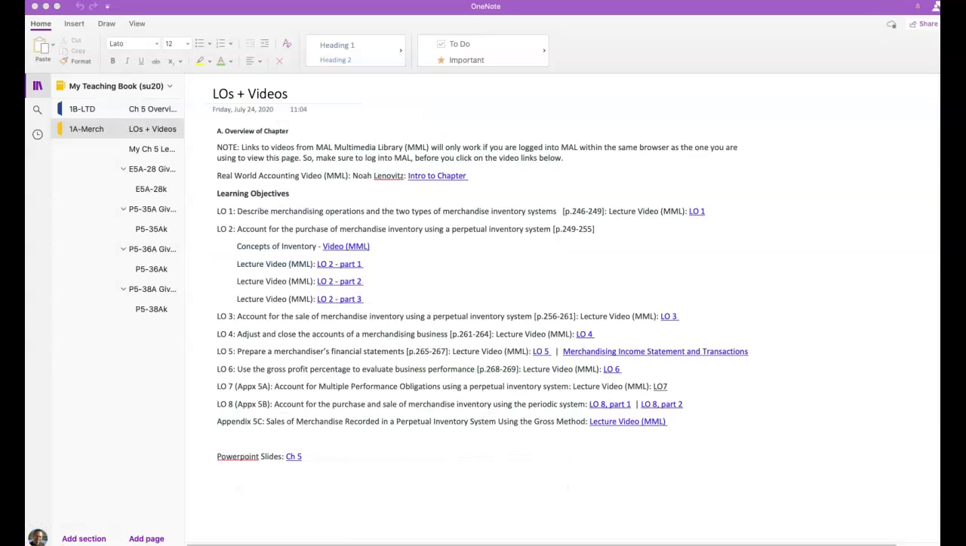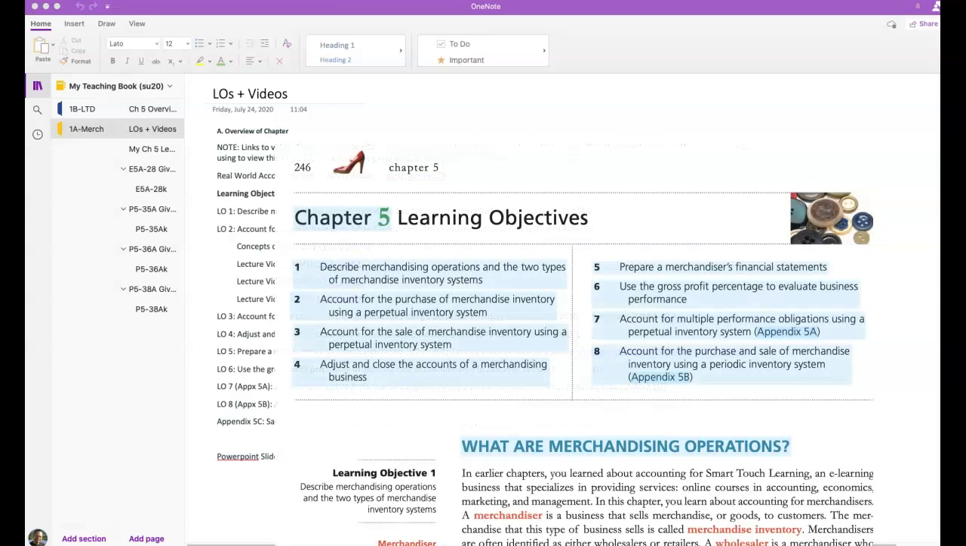I find it useful to always begin with learning objectives, or LOs, to make sure we're all on the same page with respect to what each video covers and what it does not. It is also useful to always have a connecting link to the material in the book. Remember that the book and most of the other chapter-related materials are organized by learning objective.